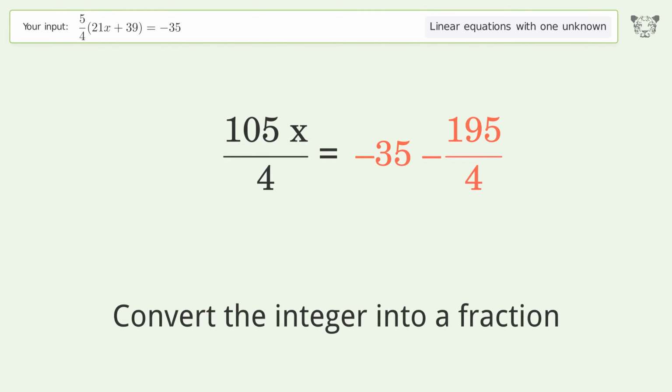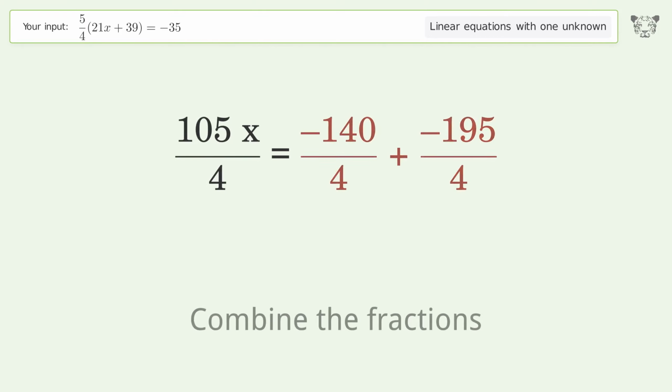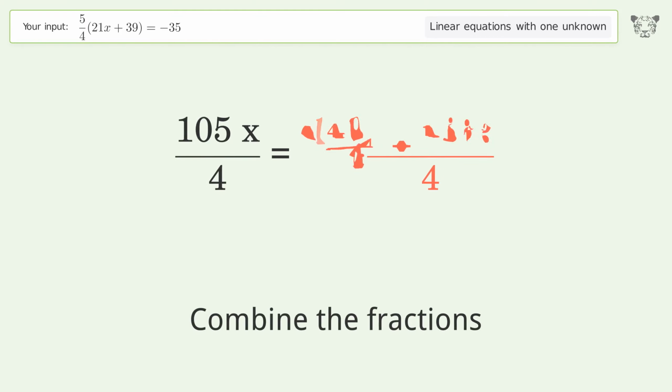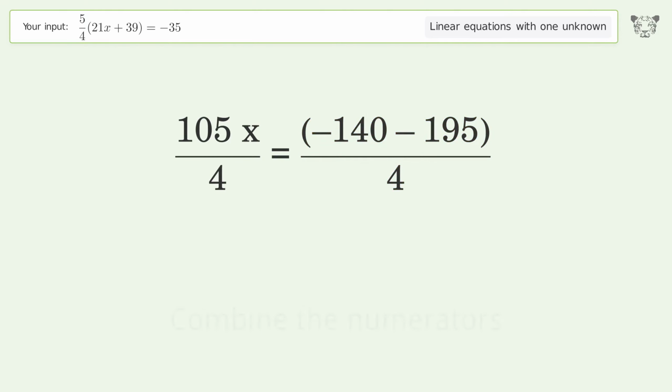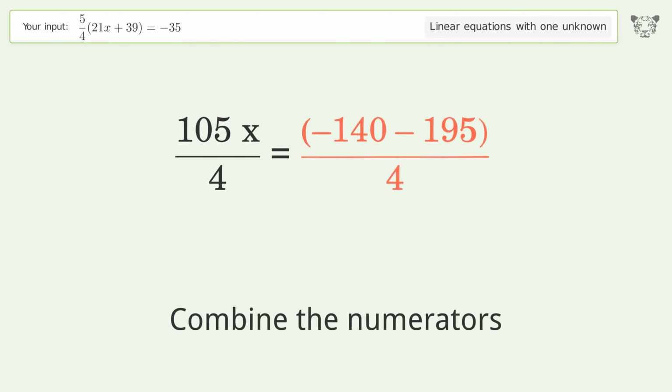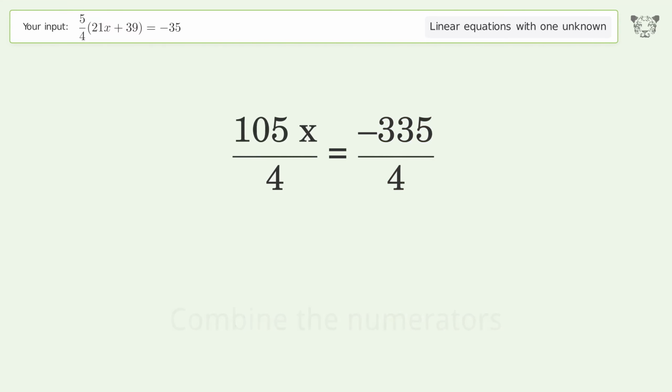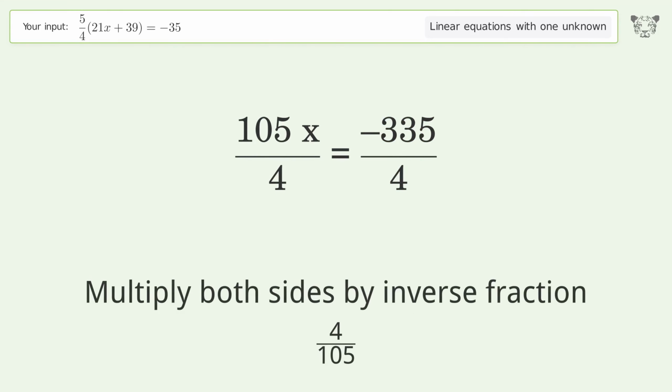Convert the integer into a fraction. Combine the fractions. Combine the numerators. Isolate the x. Multiply both sides by inverse fraction 4/105.